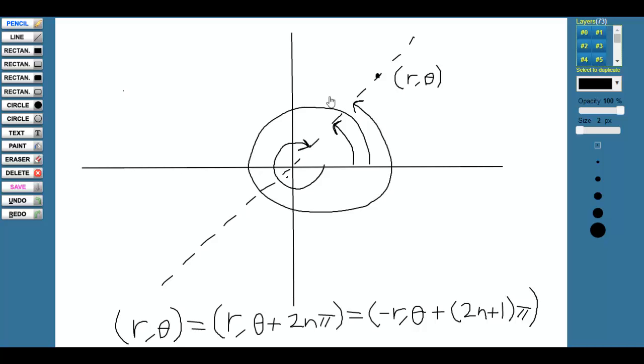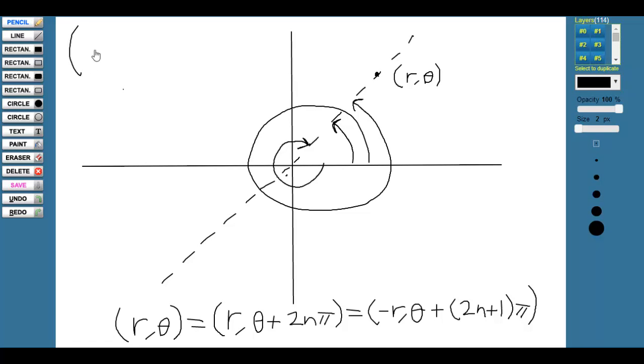So when you go to this angle here, which would basically be theta plus some odd pi, which is why it's 2n plus 1, to ensure you get an odd number here. So for say plus pi or plus 3 pi or 5 pi, you'll get this angle here. Then if you have negative r, it will go in the opposite direction from this angle, and you basically have r, theta again.